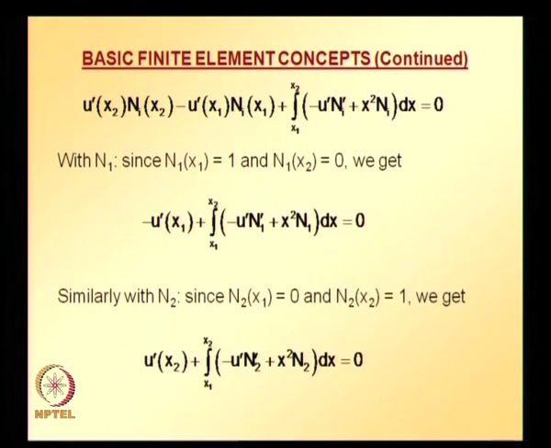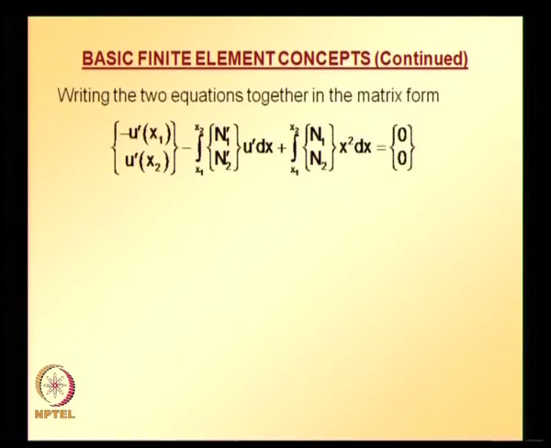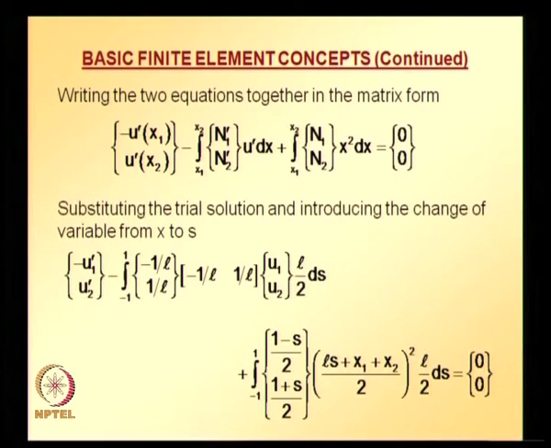Here u prime is nothing but derivative of u with respect to x, and these two equations can be written in a matrix form in this manner. Plugging in values of n1, n2 and changing the limits of integration x1, x2 to -1 to 1 in s coordinate system, dx is replaced with L over 2 ds and x is replaced with corresponding values of s. Doing all this we get this equation system, which we need to simplify further.